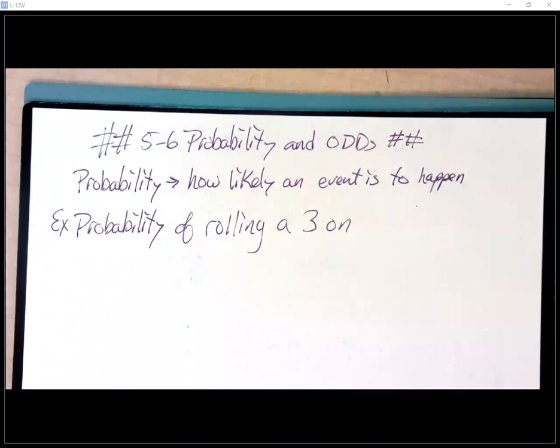So if I had a die and I rolled it, there's 6 sides, right? So if I rolled it, I want to know, well, how likely is it that I'm actually going to land on the 3, for example?